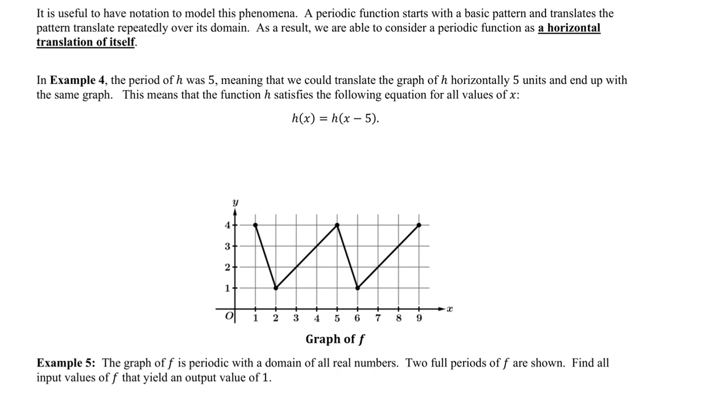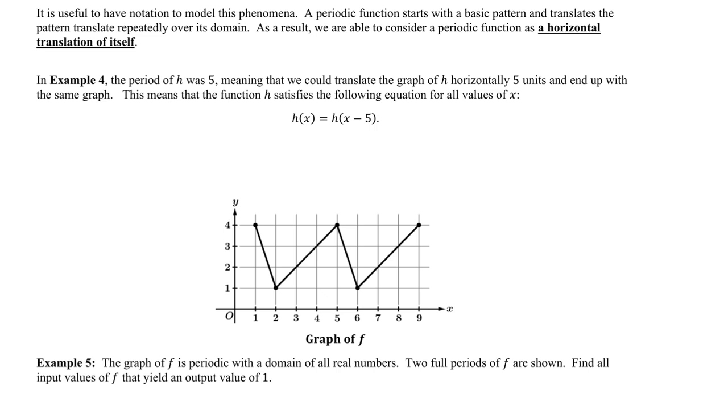So it's useful to have notation to model this phenomenon. A periodic function starts with a basic pattern and translates the pattern repeatedly over its domain. As a result, we could consider this periodic function a horizontal translation of itself. Meaning if I just grabbed the function and slid it left or right, I could make it to where it gets right back on top of each other. Even though I've moved the points that my fingers are holding on to, it would end up being the same. So that is what this is saying.